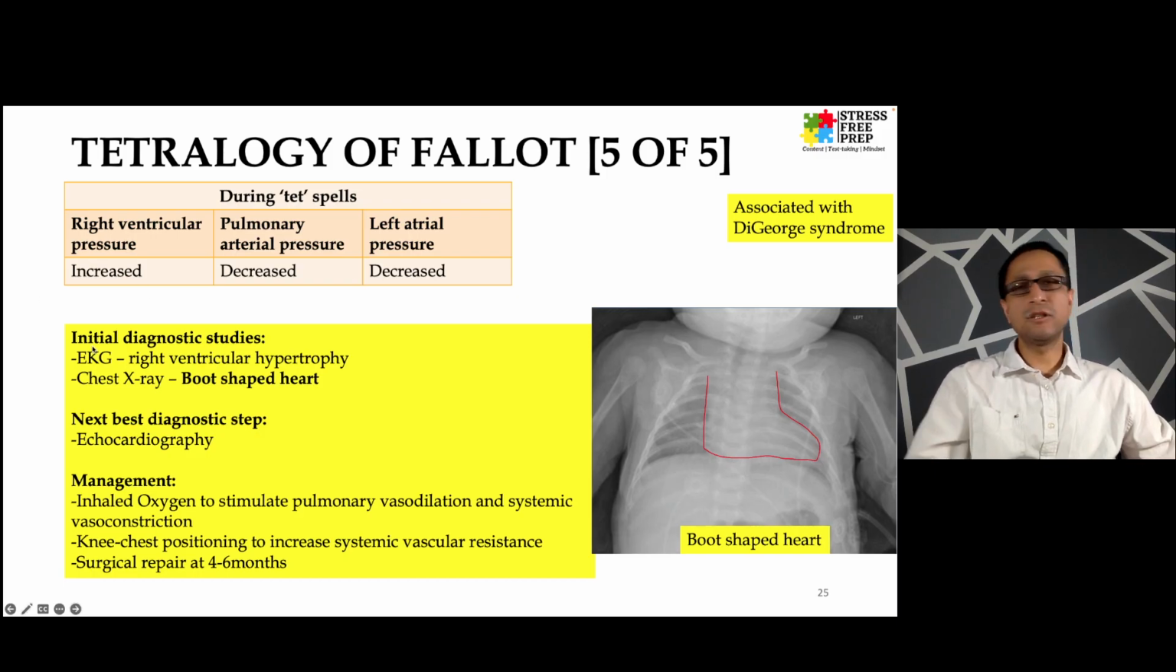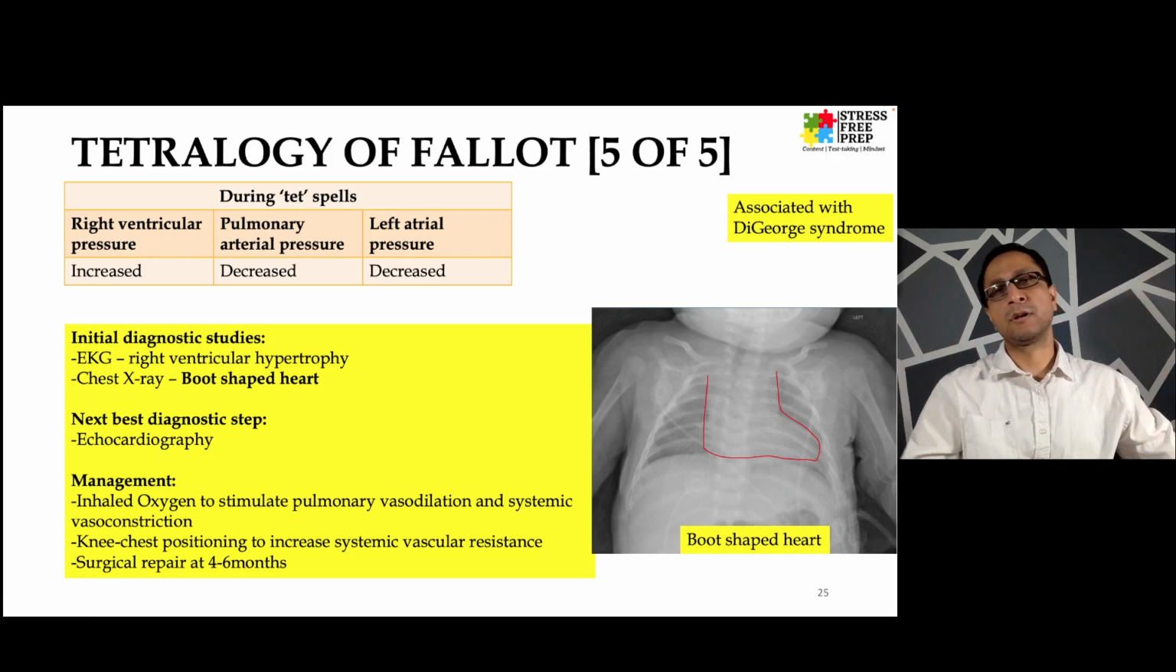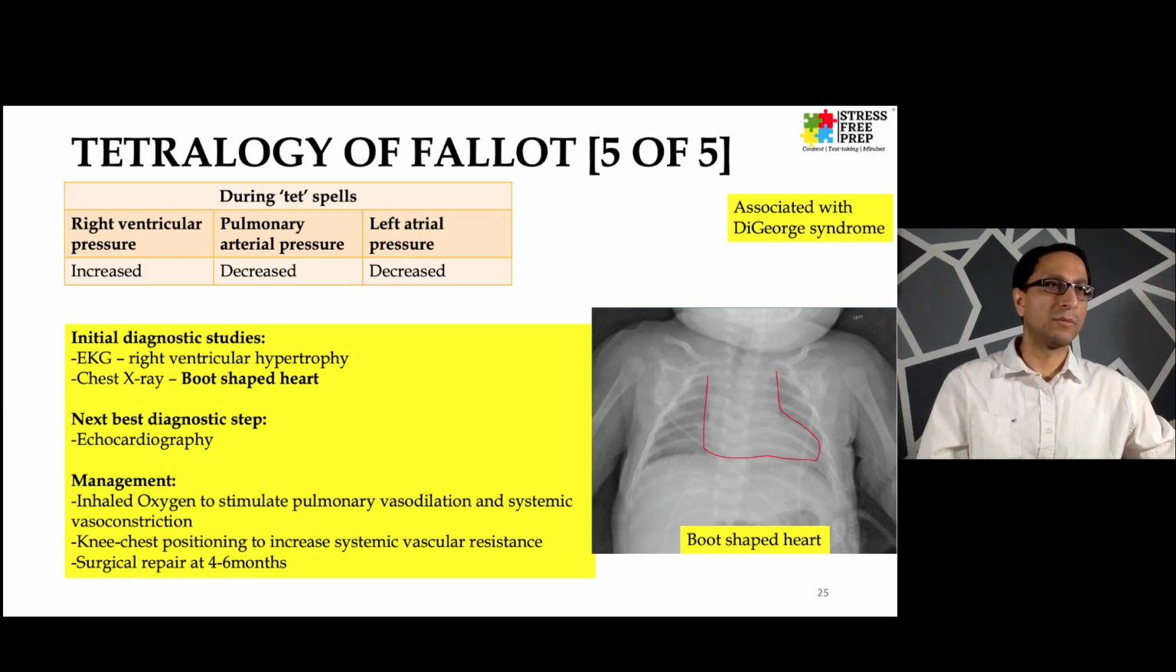Now, in terms of initial diagnostic testing, we definitely want to do an EKG. EKG will show a right ventricular hypertrophy because of all the reasons we have mentioned. Chest X-ray will show a boot-shaped heart. Because of what's going on in terms of the TET spells, the left ventricle has a lot of volume coming in, so it enlarges and looks like a boot shape.